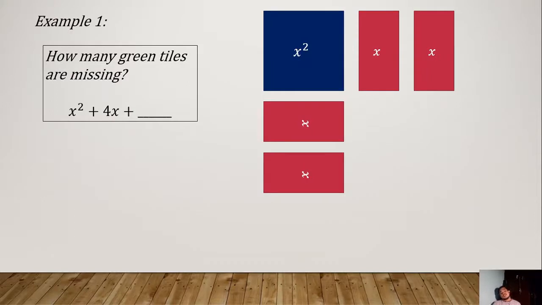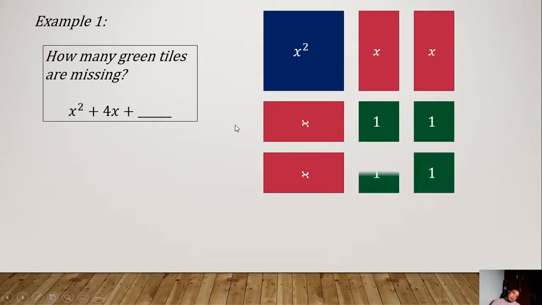Okay, let's have the first example. We have here a set of tiles and a space where we can put the missing tiles. We have one large blue square, so that will be 1x squared. And we also have four pink rectangles, so that will be 4x. Now, how many green tiles are missing? Very good. There are four green tiles missing.